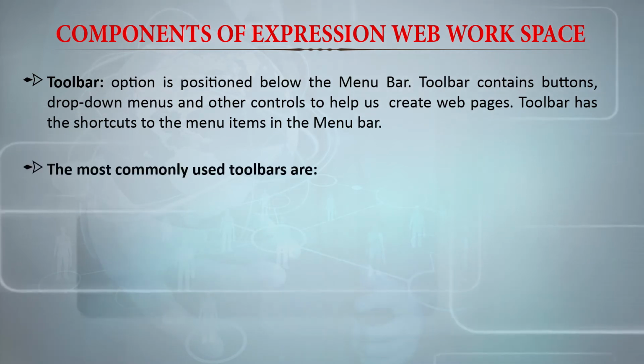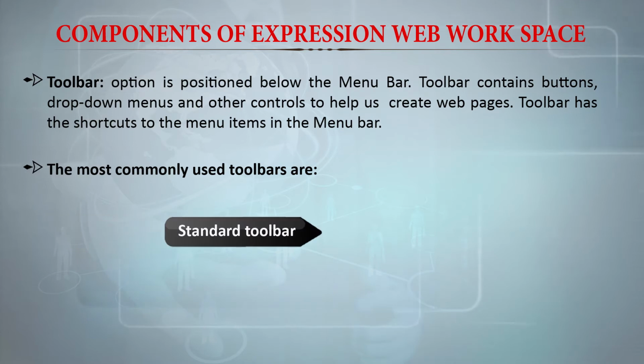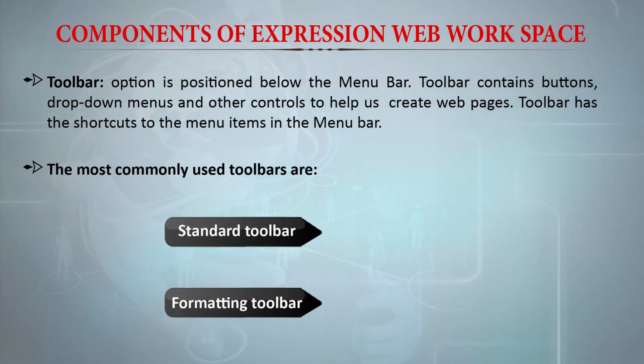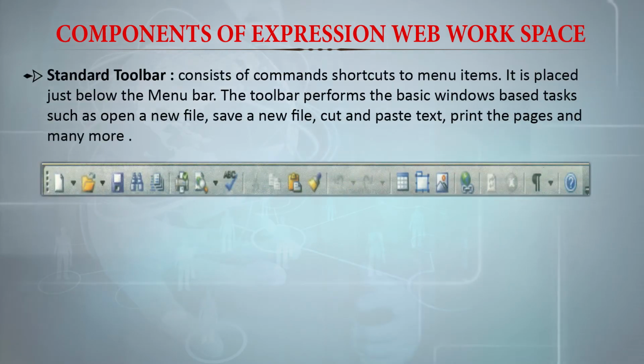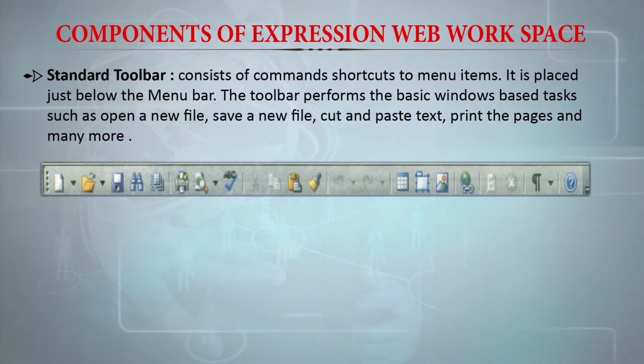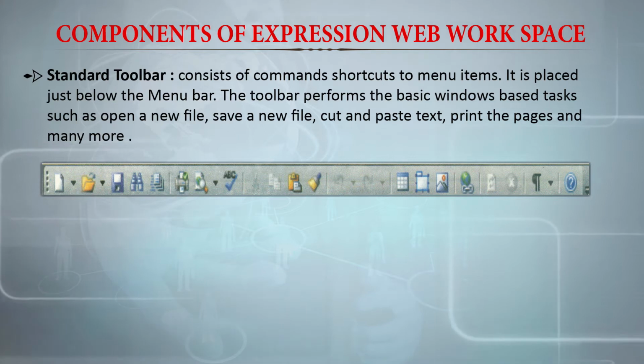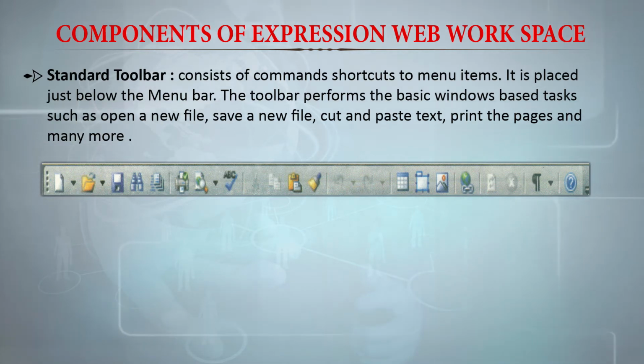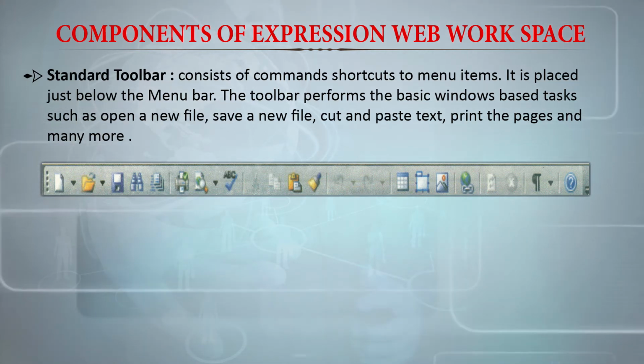The most commonly used toolbars are the standard toolbar and the formatting toolbar. The standard toolbar consists of many items which are normally found in any other toolbar. It is placed just below the menu bar. The toolbar performs the basic Windows based tasks such as opening a new file, saving a file, cut and paste the text, print the pages and many other things.